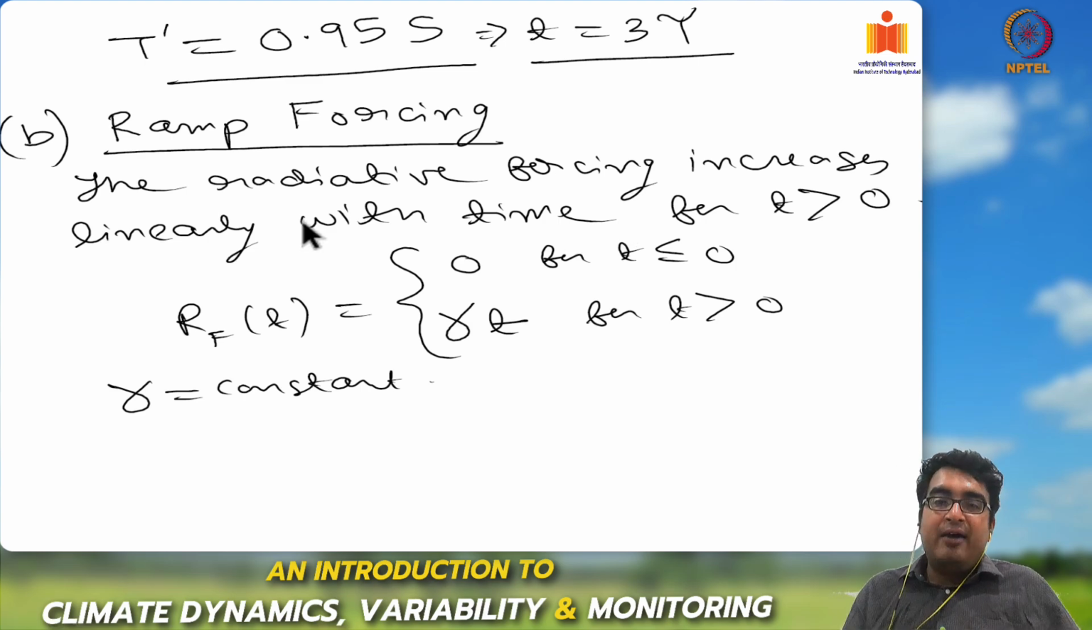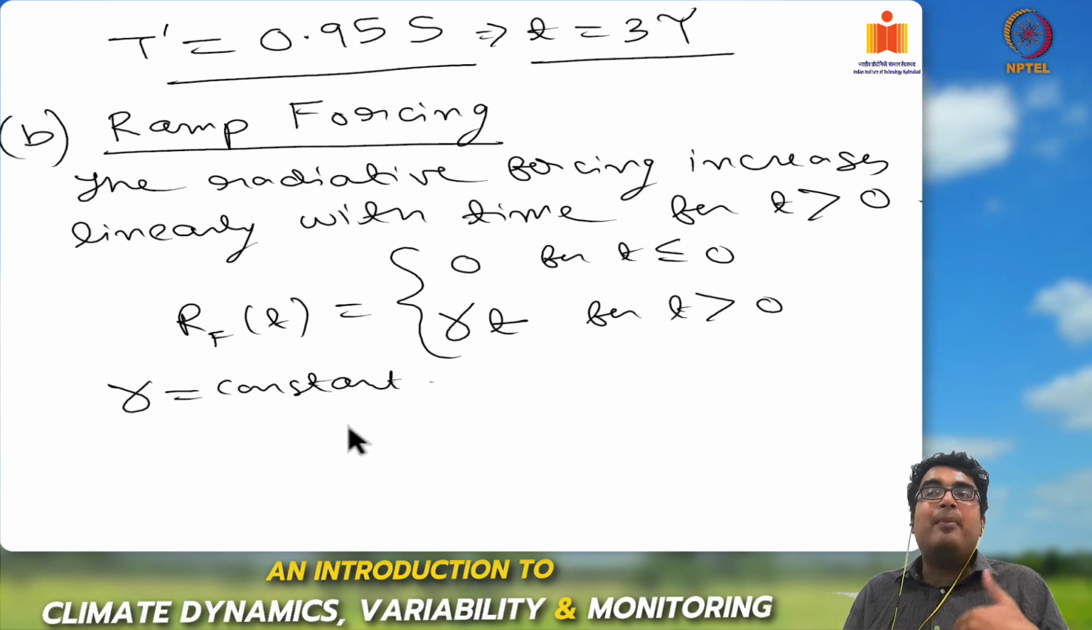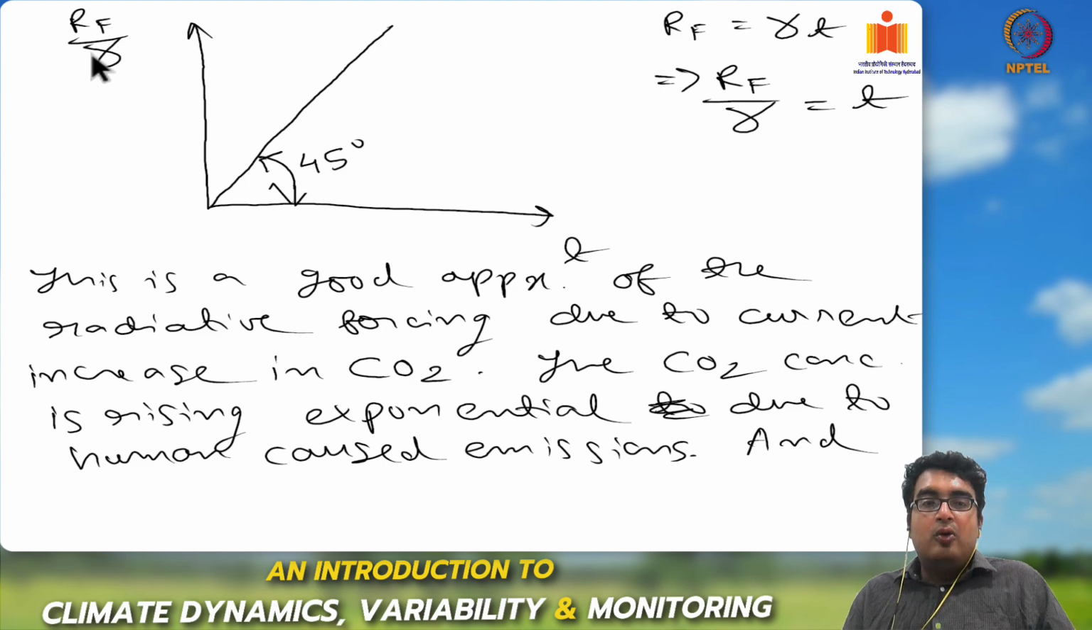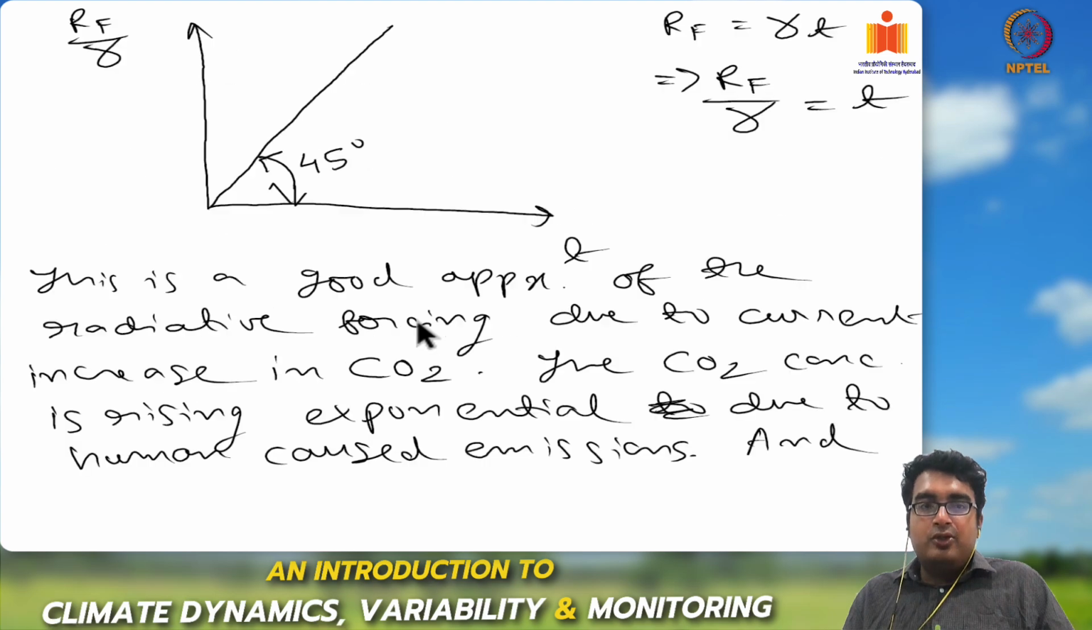So here we have a radiative forcing case which is increasing linearly with time for t greater than 0. So RF(t) was 0 for time equal to 0 and less, and it becomes equal to gamma t, where gamma is the slope, times t, for any time t greater than 0. If you plot RF by gamma against t, we have a 45-degree line going like this: 0 till here, then going up at 45 degrees.